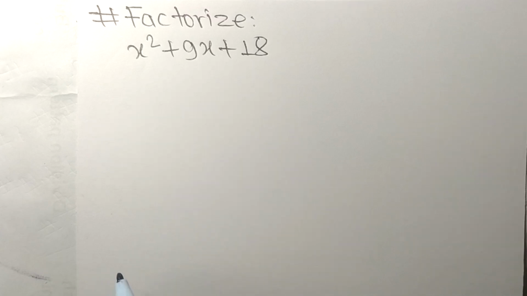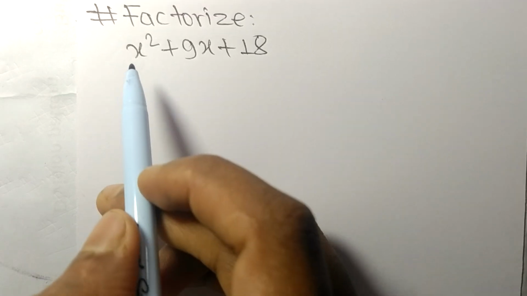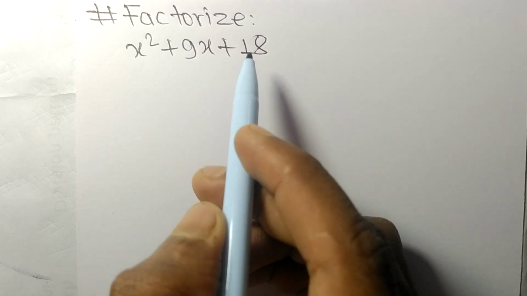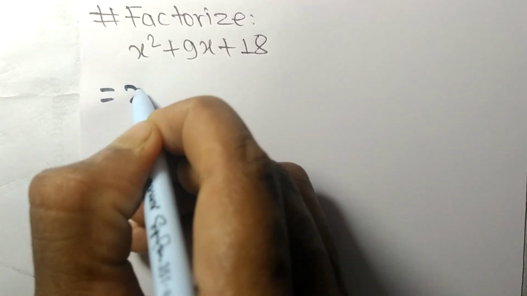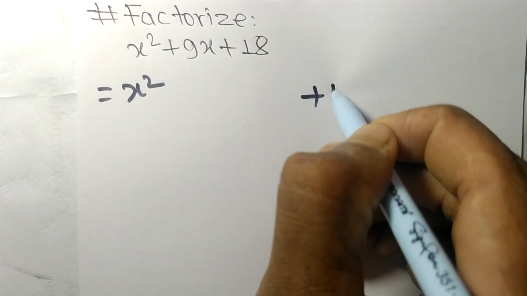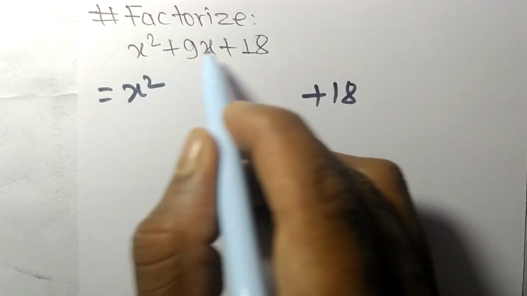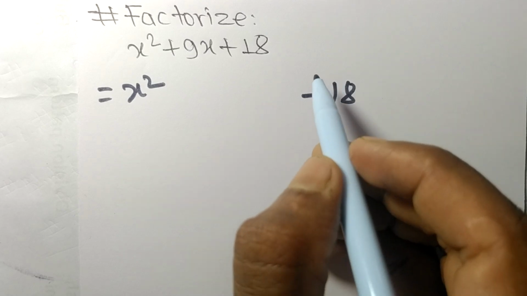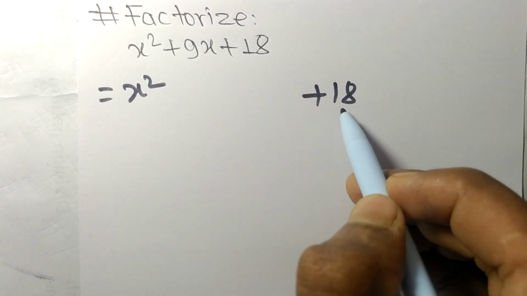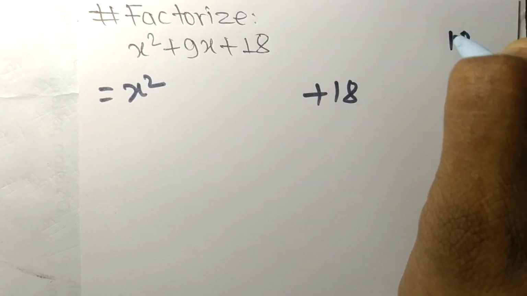So today in this video we shall factorize x² + 9x + 18. So first expression x² and last expression plus 18. So both are same. So now we need the center part. For that we find out the factors of 18.